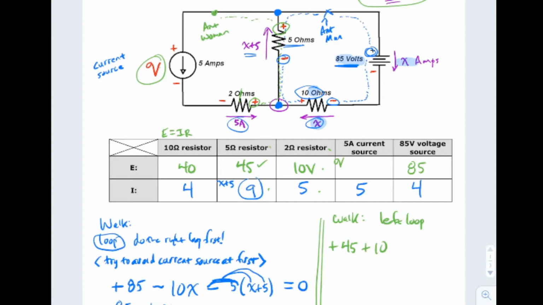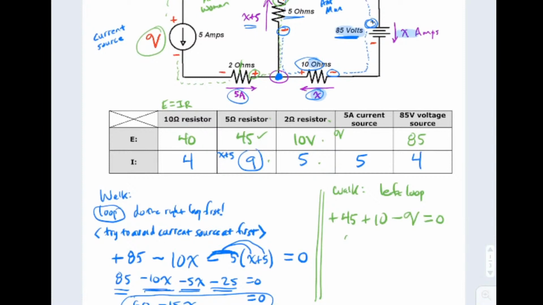Okay, Ant Woman comes out this way, and now she sees a minus coming into this thing, which has the special script V. We don't know what it is, volts. And then we come out, we're back where we started, so it equals 0. And this equation, real quick, is going to solve to tell you that the volts over there is 55 volts. And so now we can finish our table. 55 volts across that 5 amp source.